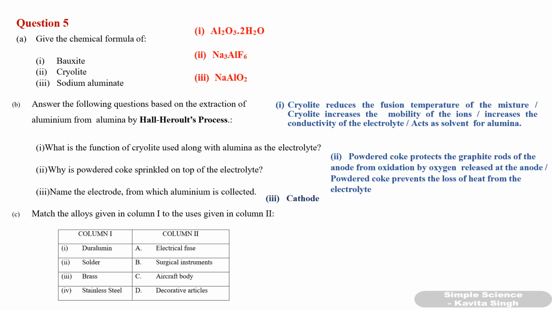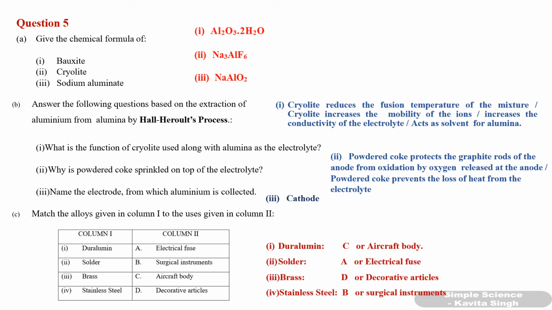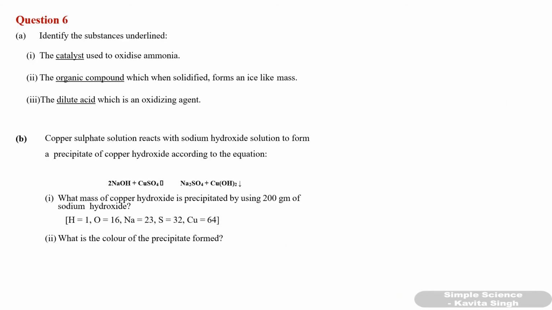Okay. C. Match the alloys given in column 1 to the uses given in column 2. So you have to match these: duralumin, solder, brass, stainless steel. Their uses are given. So duralumin is used in aircraft body, solder, electric fuse, brass, decorative articles, and stainless steel as for surgical instruments. 4-mark question. Now next, question number 6.